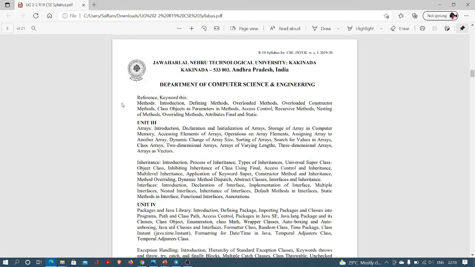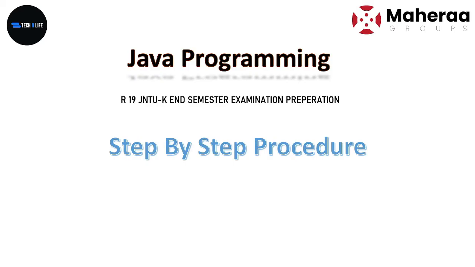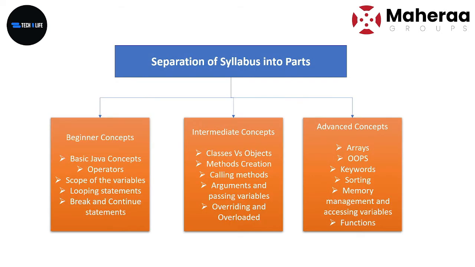Now we will be moving to the core components, like how we separated the concepts for you. What are the important things you need to follow? Now you can see the step-by-step procedure, and we separated it into three different blocks. That means beginner concepts, intermediate concepts, and advanced concepts for Java programming according to the Java programming syllabus.